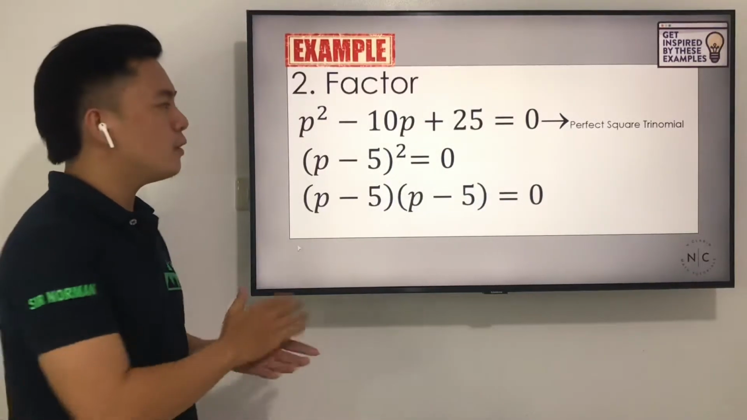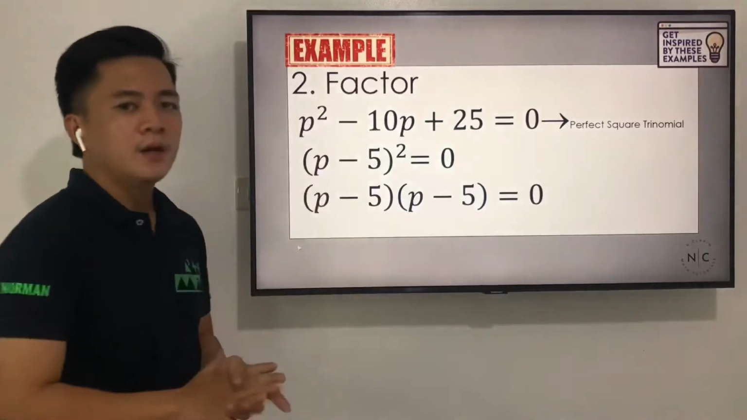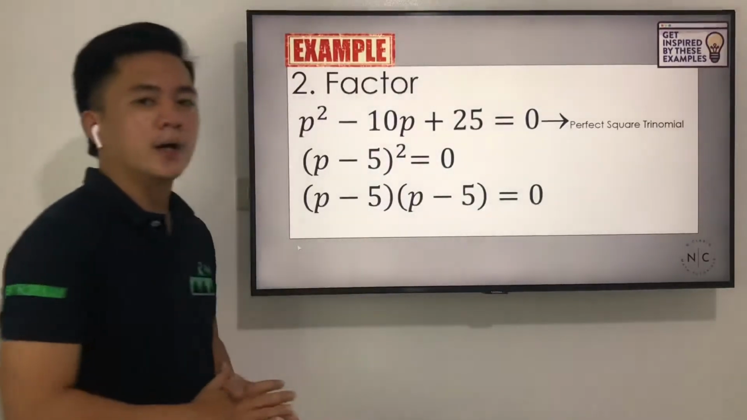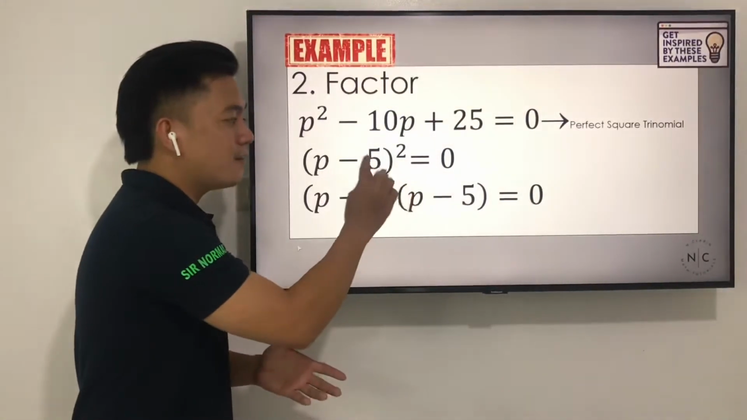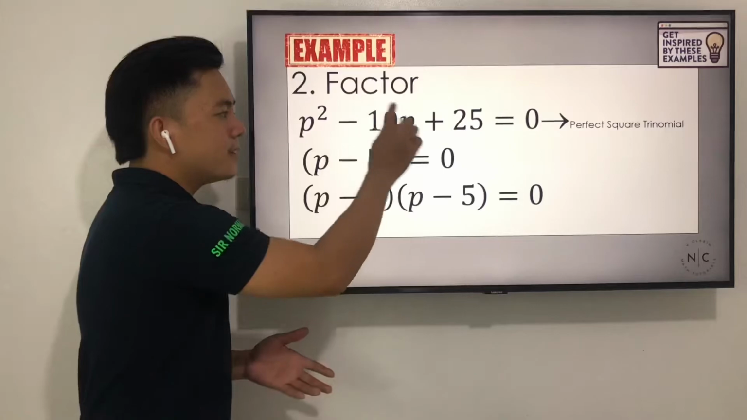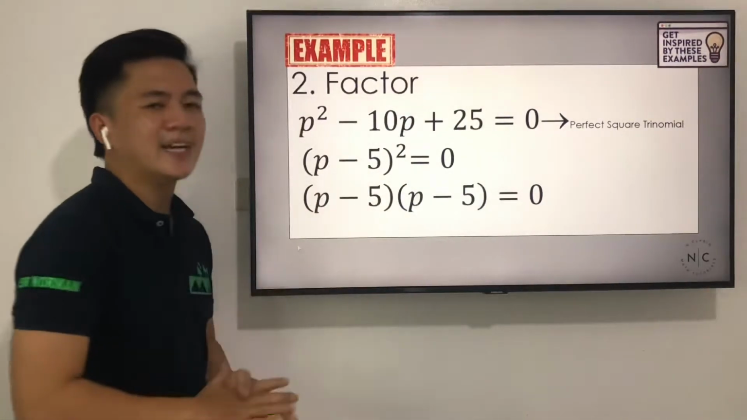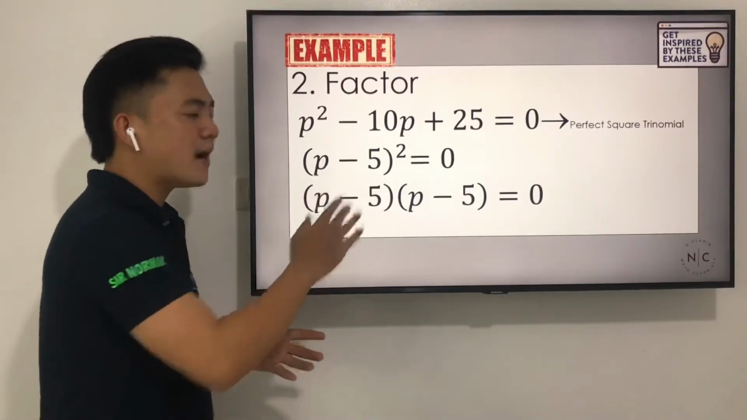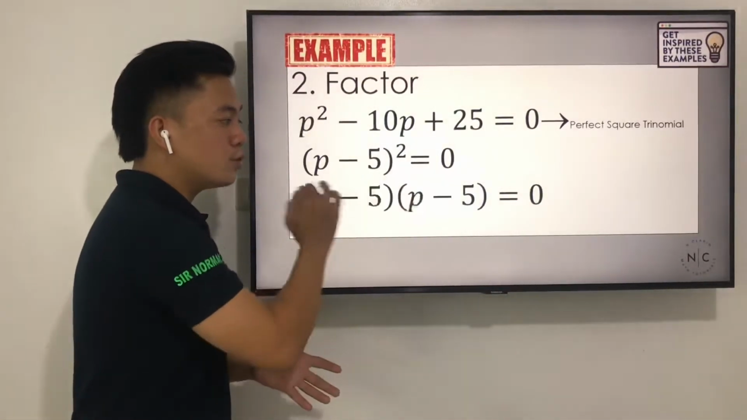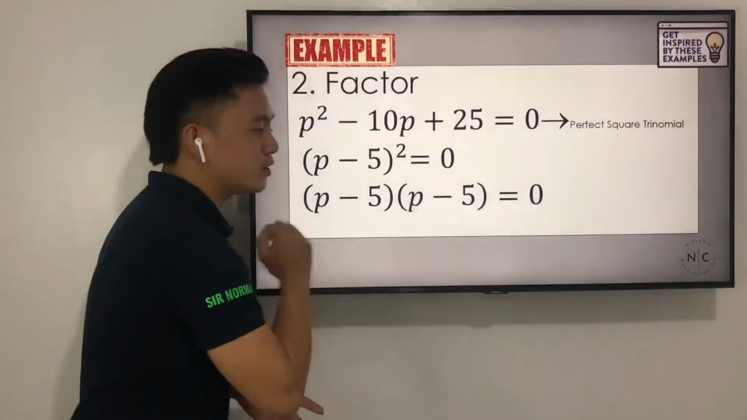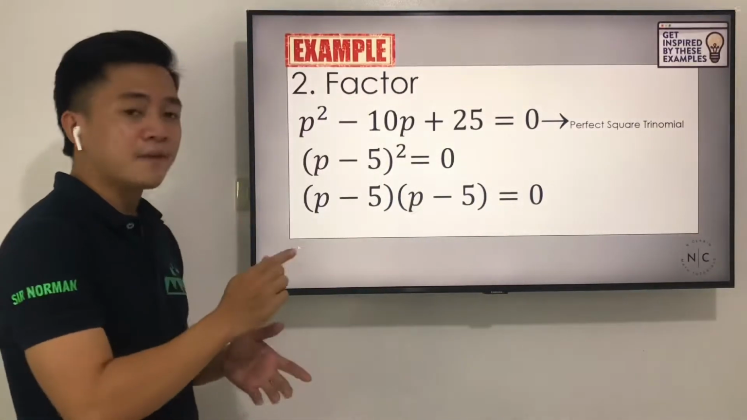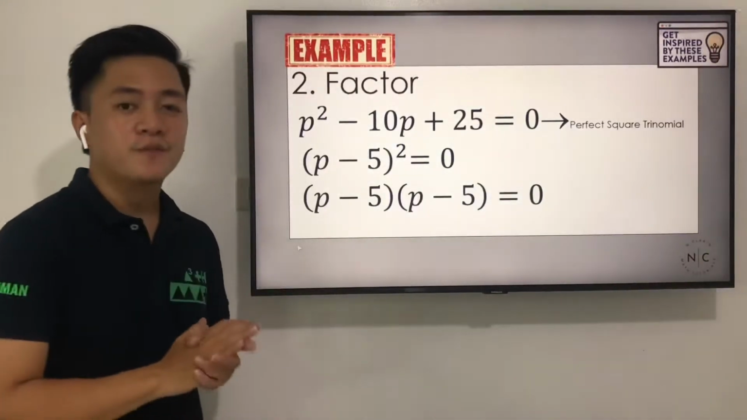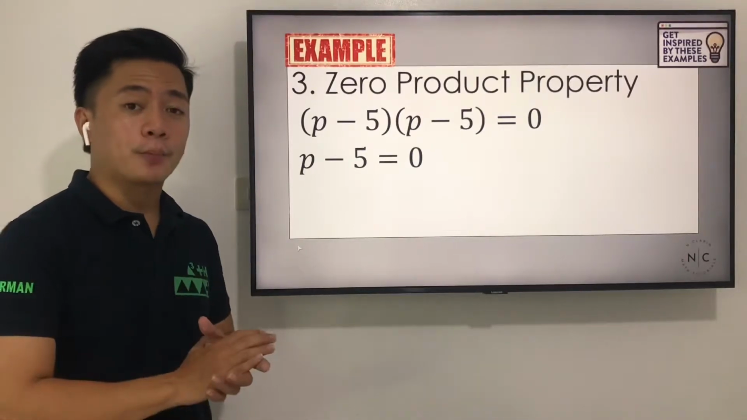So, ang mangyayari is we will find the square root of our first term, which is p squared is p. Square root of our constant term, which is 25, is 5. And then, kung ano yung sign na meron tayo sa constant term, yun yung ilalagay natin na sign, which is negative. So, ang nangyari is the quantity of p minus 5 squared is equal to 0. So, kung hahatiin natin yan is ganito siya. So, the same sila. P minus 5 times P minus 5 is equal to 0. So, ito yung gagamitin natin na factor. Next step is the zero product property.